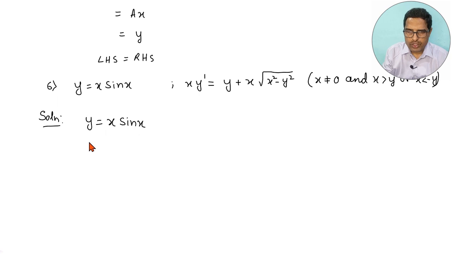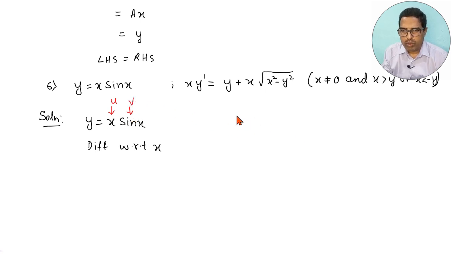Let us try to differentiate this with respect to x. This x into sine x is in the form of a product, so we have to use the product rule. This will be your u value and this will be your v value. And we know the product rule as d by dx of u into v: first function as it is, differentiation of the second function, plus the second function v as it is, differentiation of the first function u.